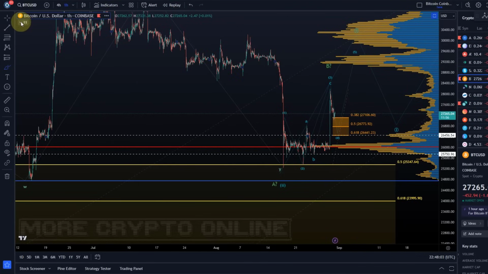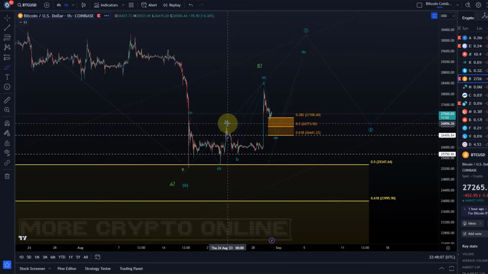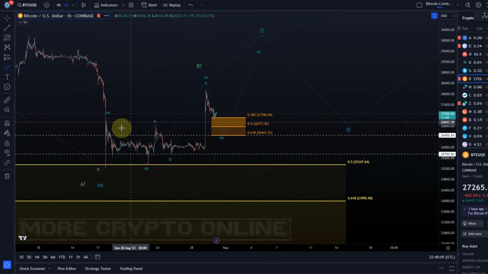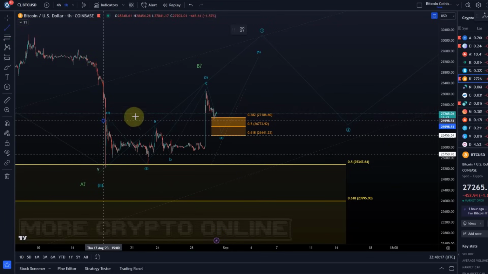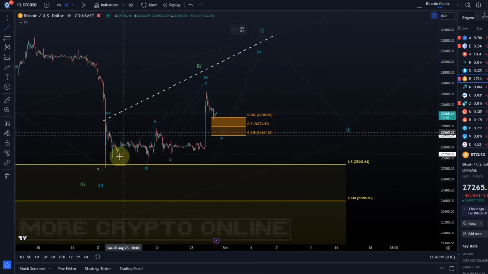I had a comment in the previous video about this diagonal, saying this is not a valid diagonal because the wave 3 needs to be shorter than wave 1 and wave 5 needs to be shorter than 3. That's of course not correct. You can get expanding diagonals, which look a little bit like that.